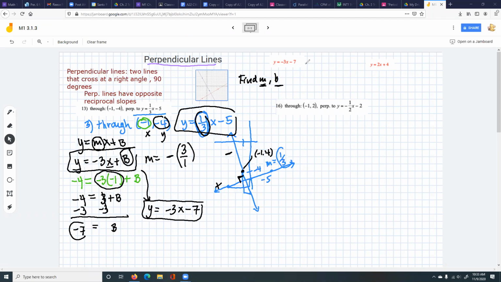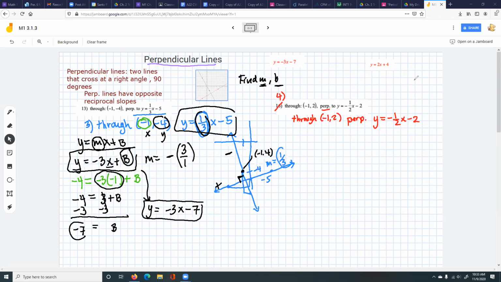All right, so here's number 16, which we're gonna make number 4 for us. It passes through the point -1, 2, and it's perpendicular to, not parallel. You have to read, does it say perpendicular or parallel? This one says perpendicular. Perpendicular to y equals -1/2 x minus 2, okay? So let's determine what our slope is and what our b is. We want to find the slope and the b.